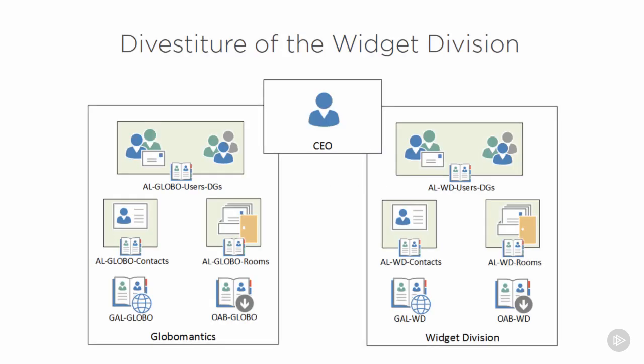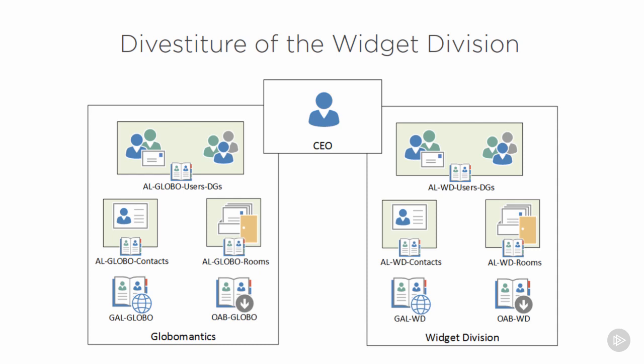Let's look at an example for Globomantics. Globomantics has decided to divest the widget division. It's no longer part of their core business and they're going to try and sell it off. As part of that process, they've decided to use address book policies to break up the two organizations into separate virtual organizations, while all the business stuff that is involved in separating the two companies goes on in the background.